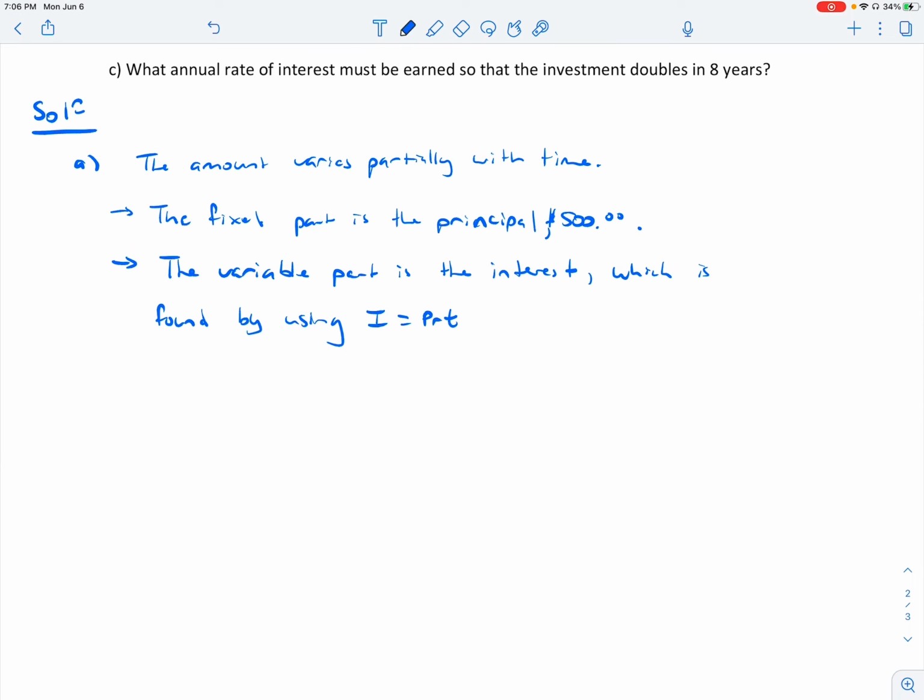So what we mean by all this is the amount varies partially with time. The amount is equal to the principal plus the interest. The principal is fixed, the amount that's invested, but then the interest grows with time. And when I say grows with time, it actually grows the same amount every year, year after year, as long as it's in the account. So it has a nice linear growth rate. So we can substitute the equation in for interest, and we can write this as P plus PRT. So that's one way to look at this model.